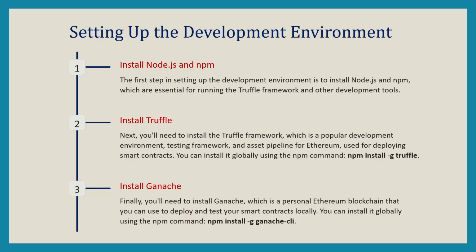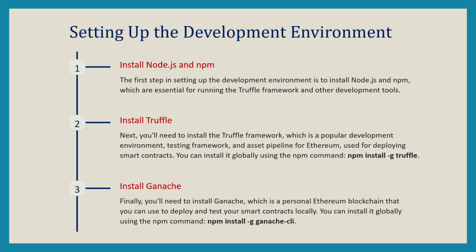You can install it globally using the npm command npm install -g truffle. And finally, you install Ganache. So what is Ganache, you might be asking? Ganache is just a personal Ethereum blockchain, right? So this allows local testing on a personal blockchain. So you can use it to deploy and test your smart contracts locally. So you can install it globally using the npm command npm install -g ganache.client.